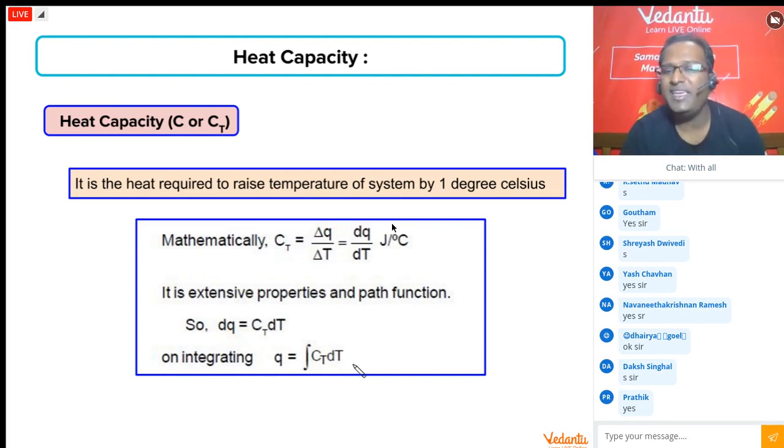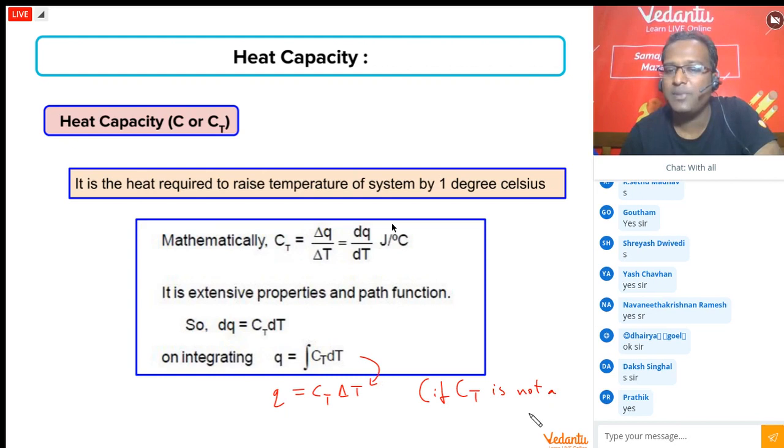So if C is not a function of temperature, it will come out of the integral and it will convert into this. When can we do that? If C is not a function of temperature.